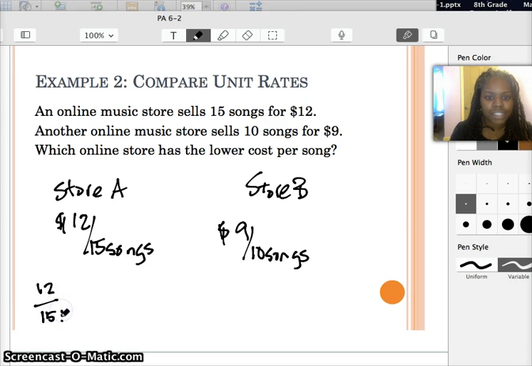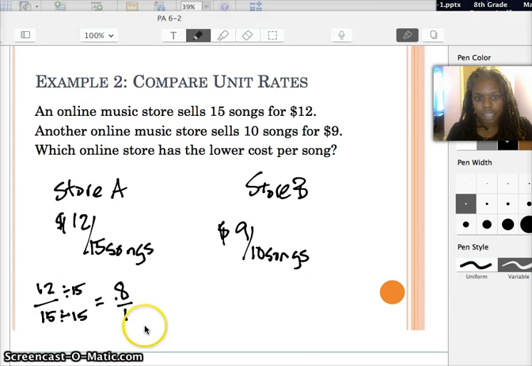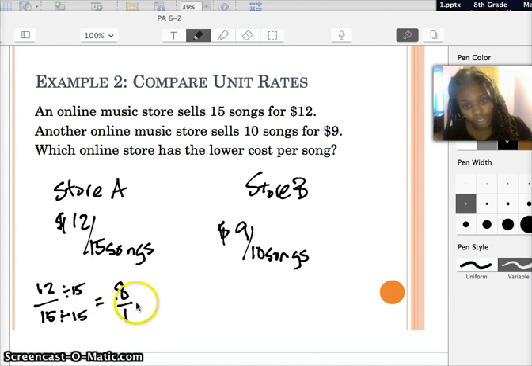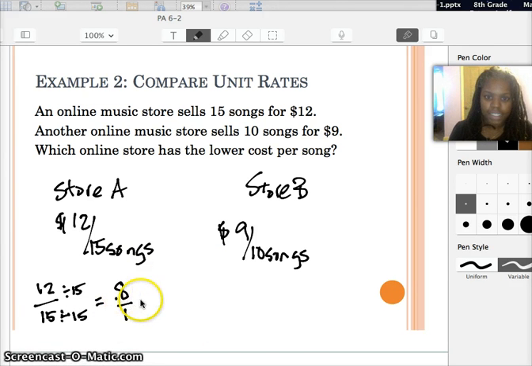I'm going to divide the top and bottom by 15 in order to get the unit rate. When I do that, my denominator is 1. 12 divided by 15 is going to give me 0.8, and that lets me know that for one song it costs me 0.8 of $1 or 80 cents, right? Because that's in the tens place, 80 cents.